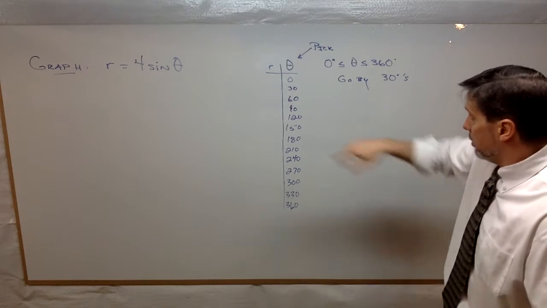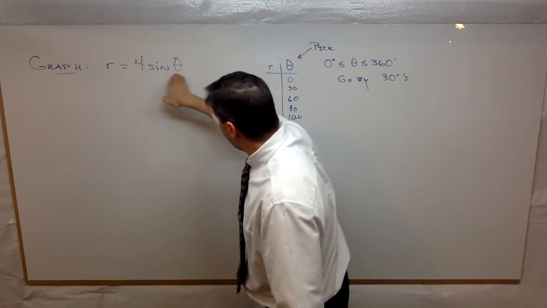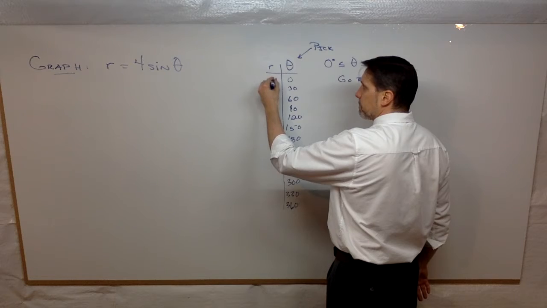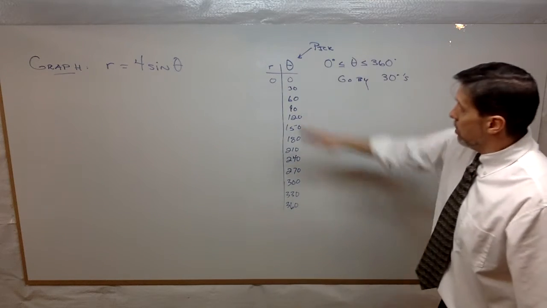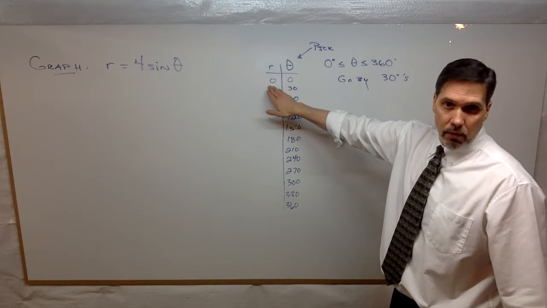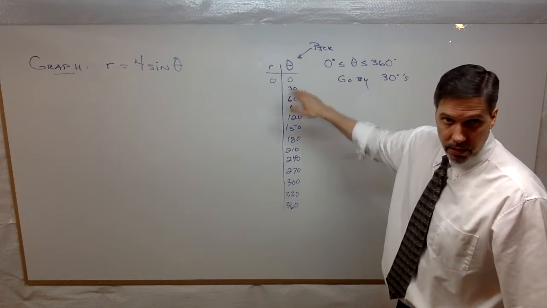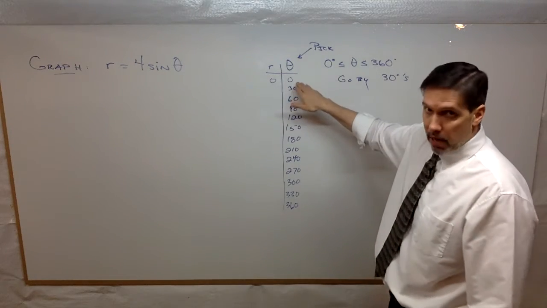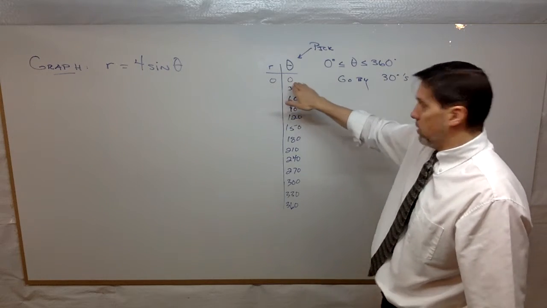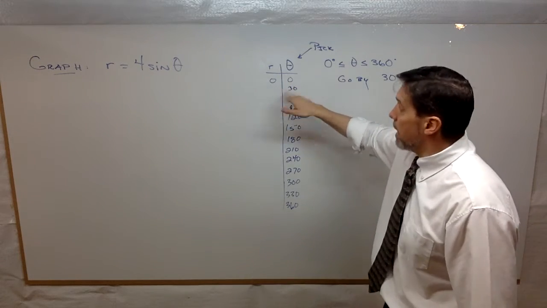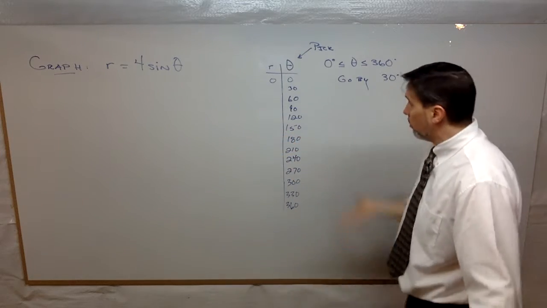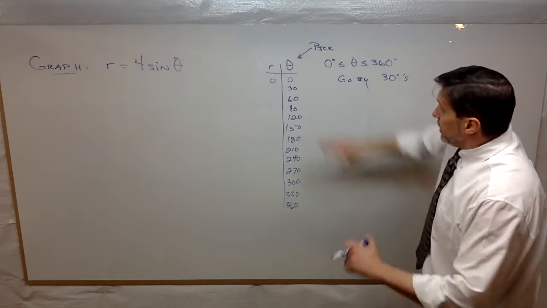All right, so we plug in the values. 0 for theta. Sine of 0 is 0. 0 times 4 is 0. So whenever your r is 0, this is kind of a weird point. It doesn't really matter what your theta is. You will always be at the pole. If r is 0, you're at the pole no matter what theta is. So theta could be 175 degrees. Doesn't matter. 0, 175. Plot the pole, go 175 degrees from the pole. It's still the pole.